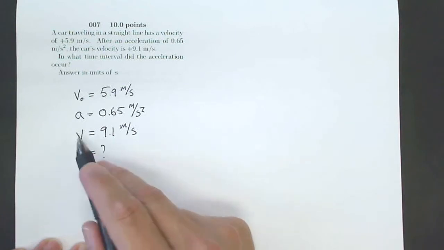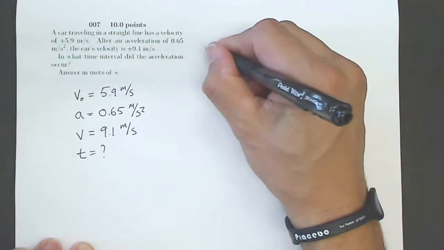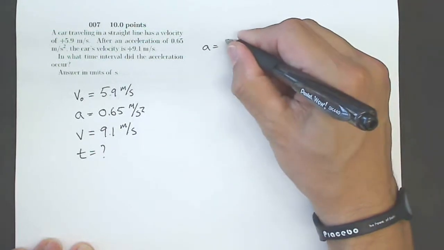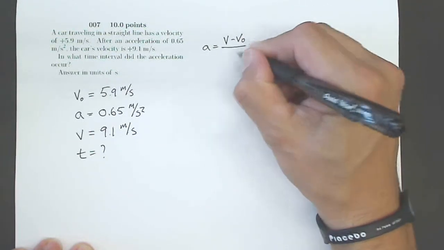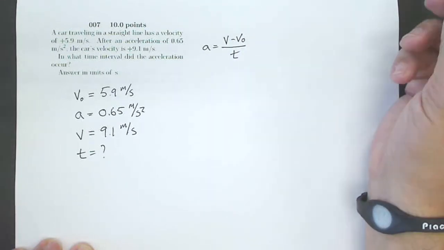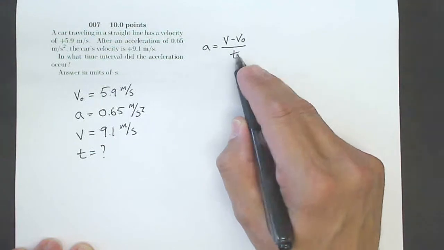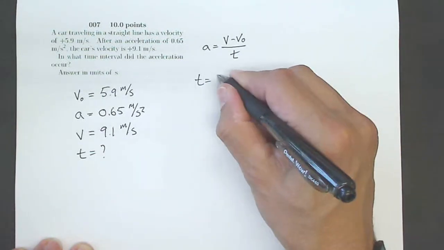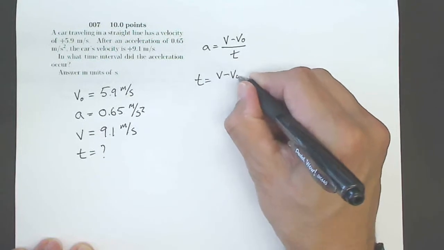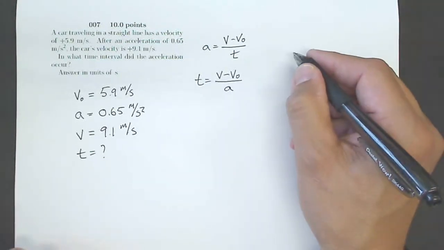The equation that relates time, final velocity, acceleration, and initial velocity is that acceleration is my final velocity minus my initial velocity divided by the time it takes. I'm looking for time, so I'm going to rearrange this and solve for time. Multiply by t, divide by a. I wind up with time equals final velocity minus initial velocity, to give me change in velocity, divided by acceleration.